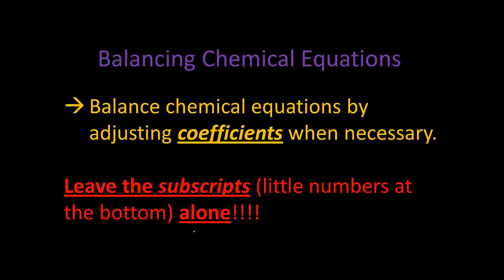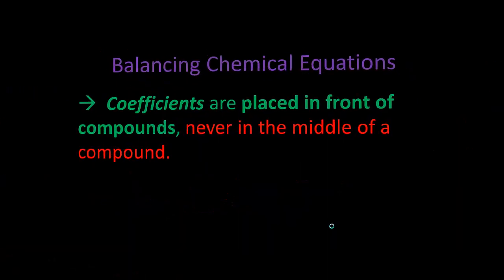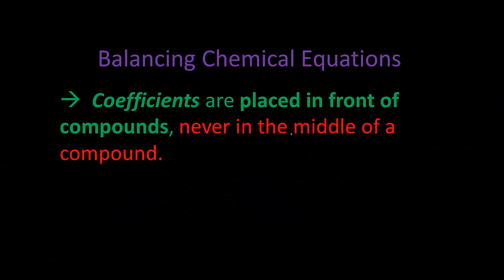You balance chemical equations by adjusting the coefficients, which are the numbers in front of a chemical. Like for instance, 2H2O, the coefficient is the number 2. You leave the subscripts, the little numbers at the bottom, alone when we balance equations. This is the subscript. Coefficients are placed in front, like I just said, and never ever in the middle.